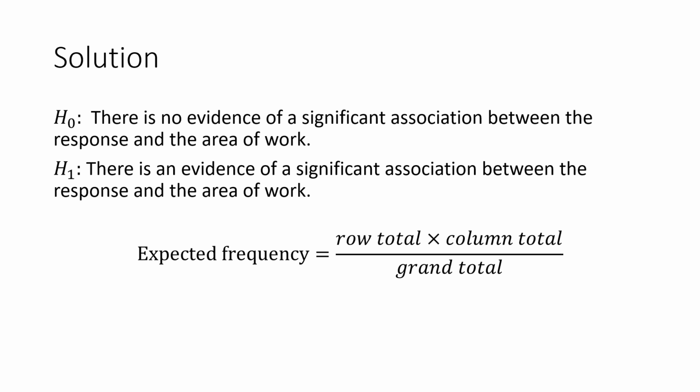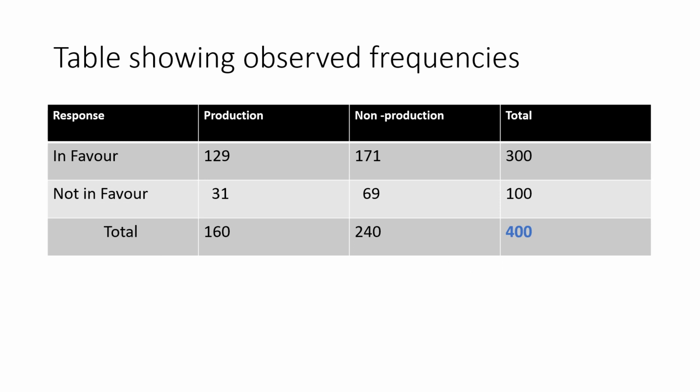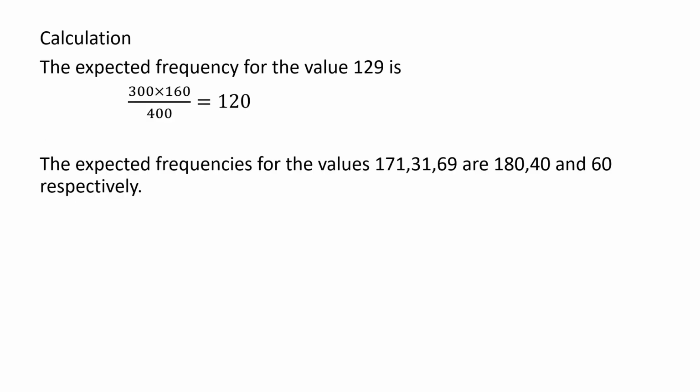Now to apply chi-square test, we need to find the expected frequency. We know the formula for expected frequency is row total into column total divided by grand total. These are the given observed frequencies. Now the calculation, we can do the calculation like this.